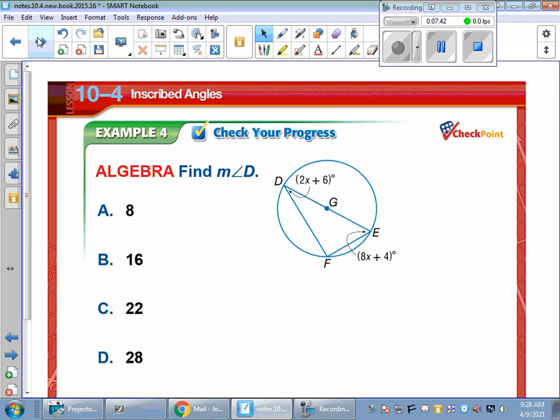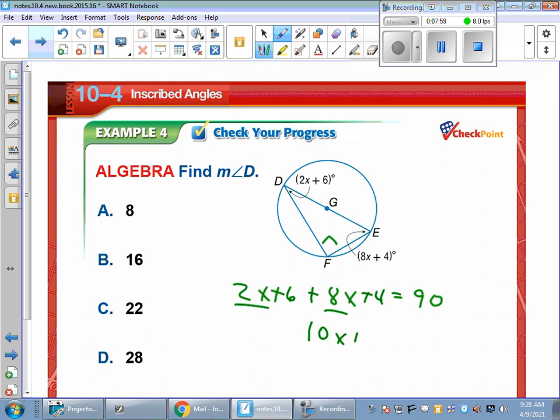This one they want the measure of angle D. So again, this is a semicircle. This is 90 degrees. I'm going to go 2x plus 6 plus 8x plus 4. I'm going to set that equal to 90. So this is 10x plus 10 equals 90. Subtract over the 10. 10x equals 80. Divide, and x equals 8.